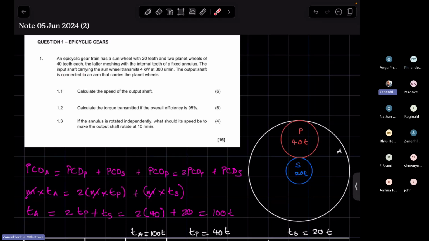The input shaft carrying the sun wheel. So essentially the input shaft is fitted onto the sun gear, meaning that whatever the rotational frequency of the shaft is, the sun will be rotating at the very same frequency. The wheel transmits 4 kilowatts at 300 revs per minute. So if the input shaft is rotating at 300 revs per minute, the sun gear is also rotating at 300 revs per minute, seeing that the input shaft is carrying the sun gear.